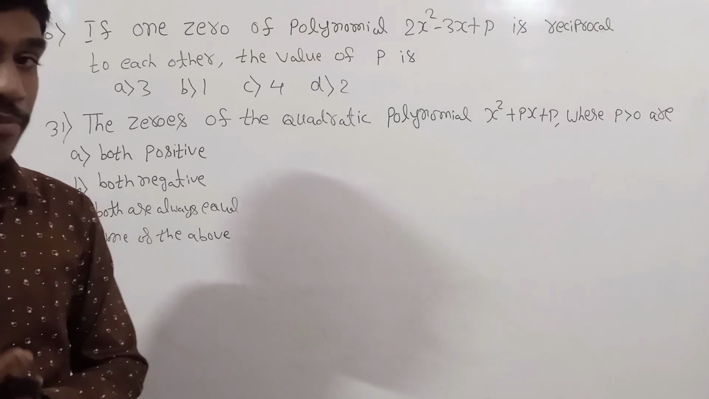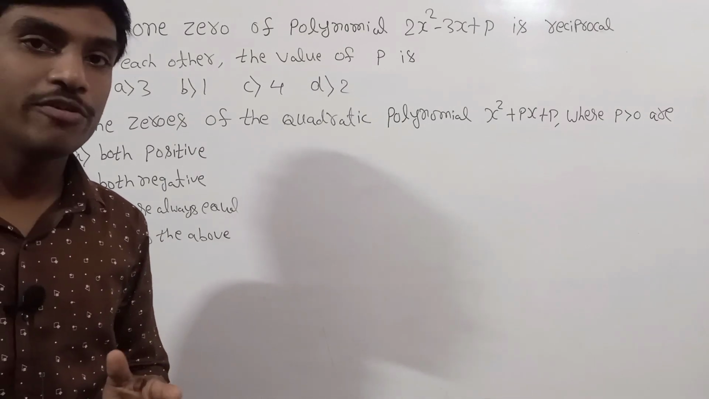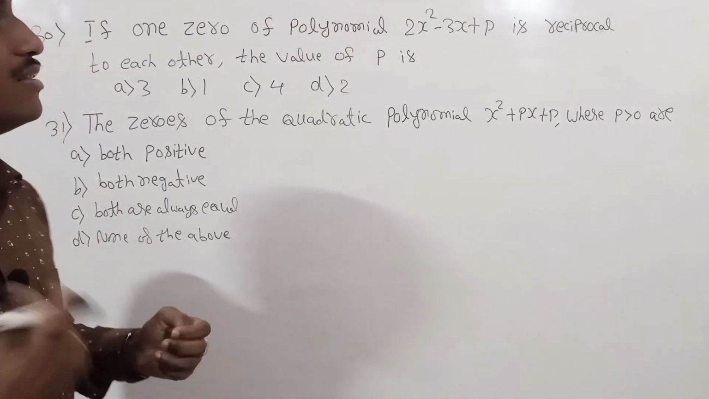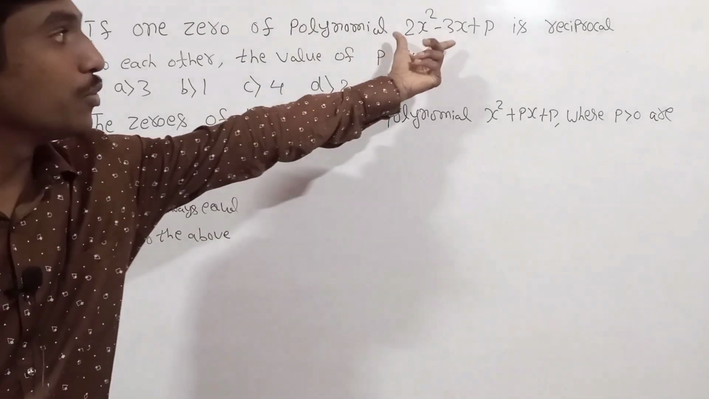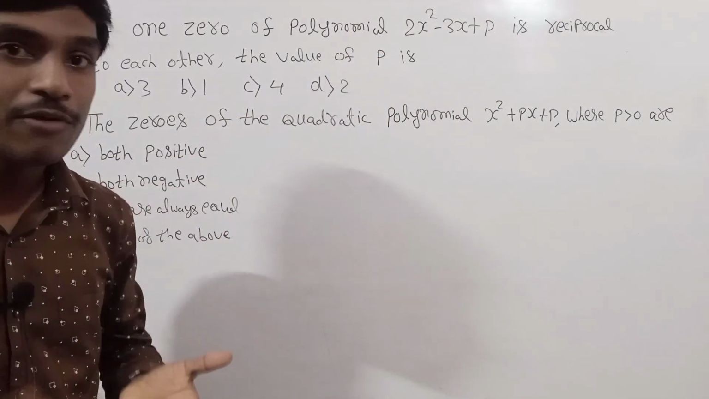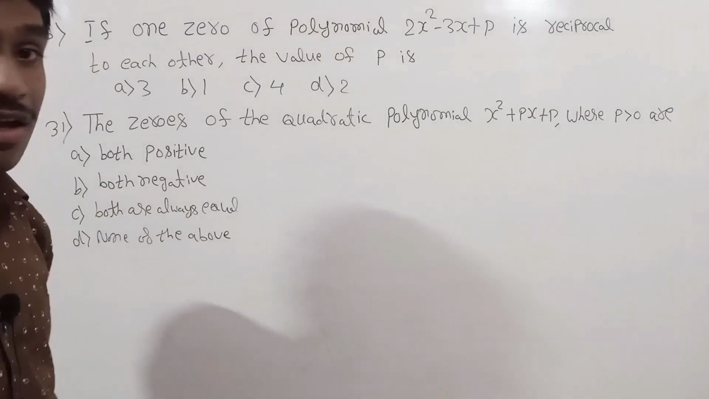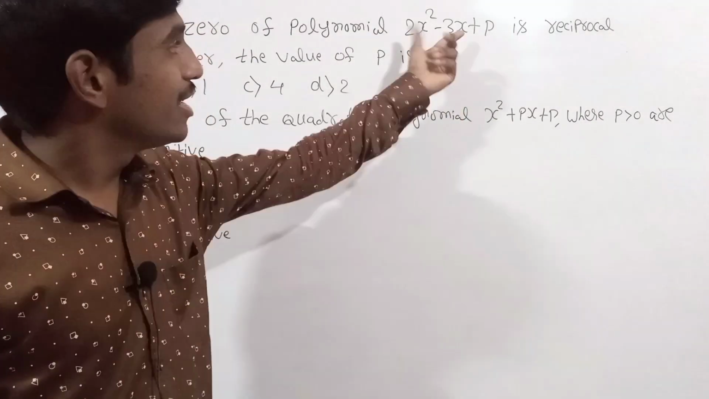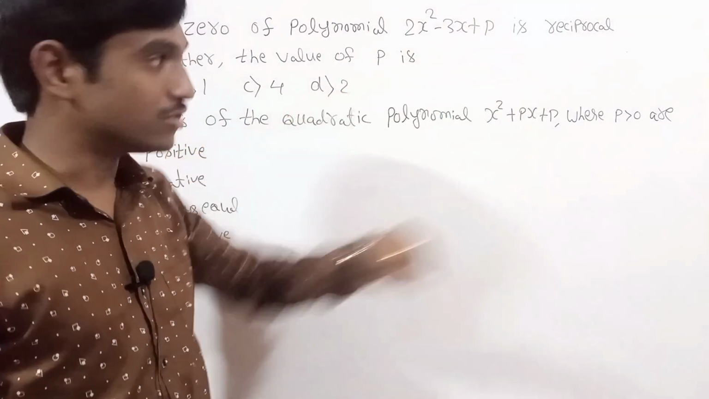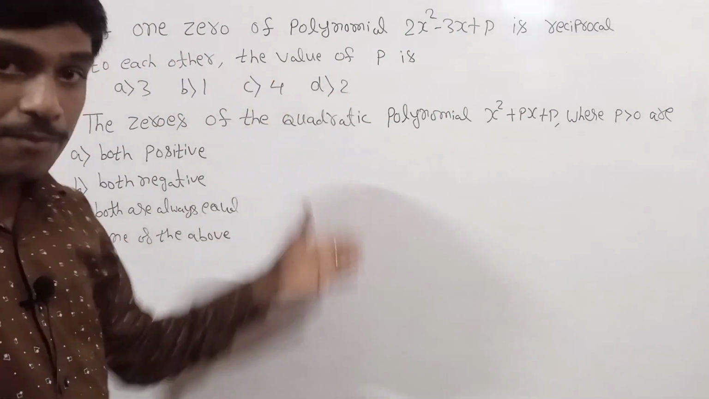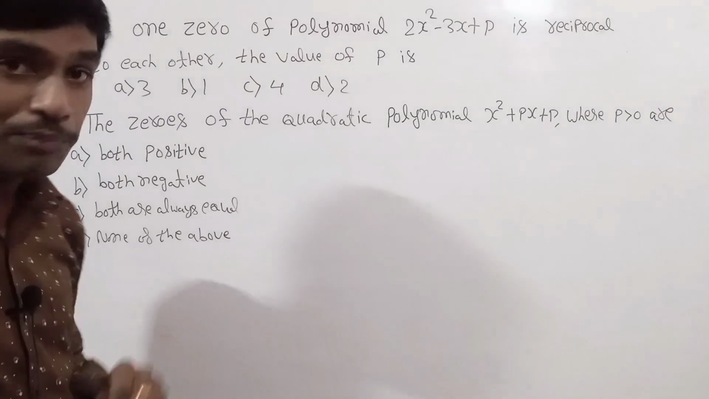In the next question they are saying that if one zero of the polynomial is reciprocal to the other, that means if one zero is 3, the other zero will be 1 by 3. If it is like that, then we need to find the value of p. But what is a zero? They have not told anything about that, whether the zero of the given polynomial is 3, 4, nothing. And we cannot find the zero also, because here p is there.